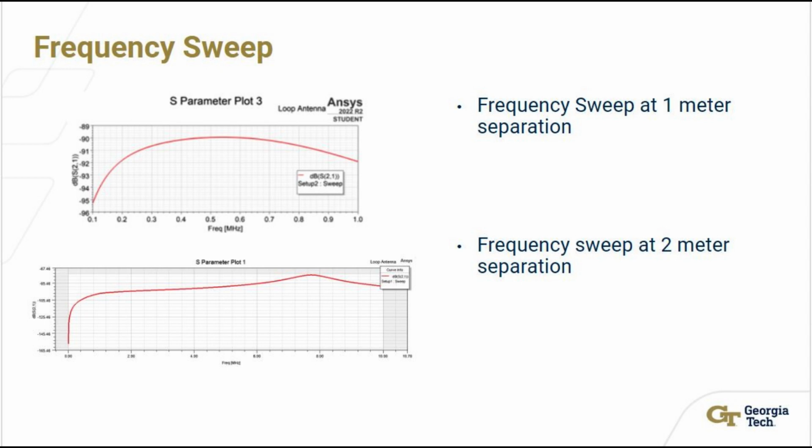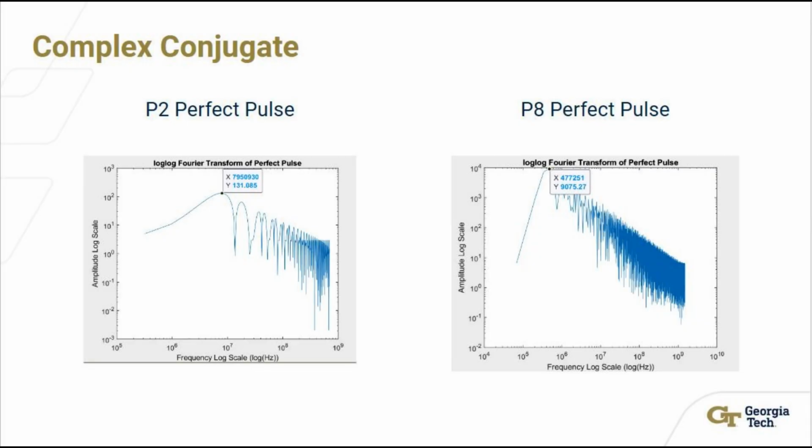After this, a MATLAB script was created to generate perfect pulses of arbitrary order and time length. Pictured here are the fast Fourier transforms of a P2 perfect pulse and a P8 perfect pulse. As can be seen, the P8 perfect pulse roughly matches the transfer function at 1 meter separation, with a peak around 500 kHz, and the P2 perfect pulse roughly matches the transfer function at 2 meters separation, with a peak at 8 MHz. This means that perfect pulses can be used as rough conjugate matches for transmission underwater. Since a conjugate match provides the maximum power transfer across an RF link, perfect pulses will provide a stronger transmission link than a pure sinusoid at the desired frequency.